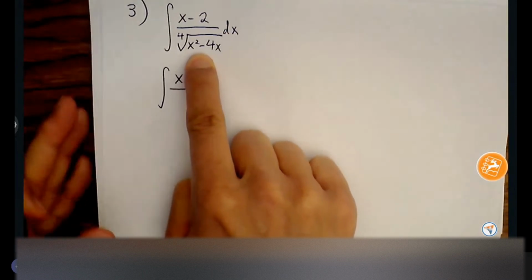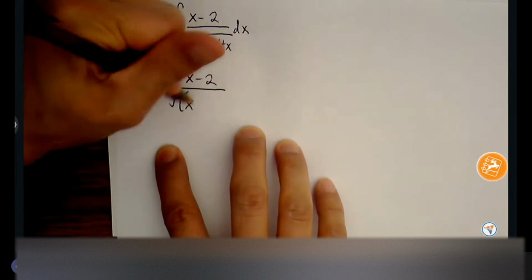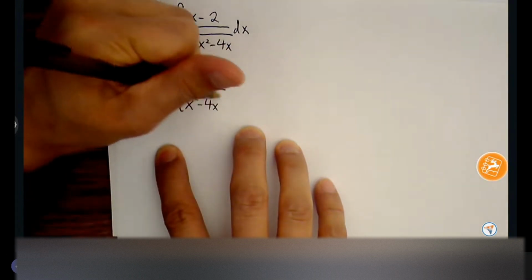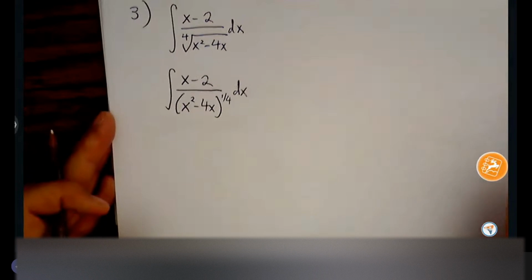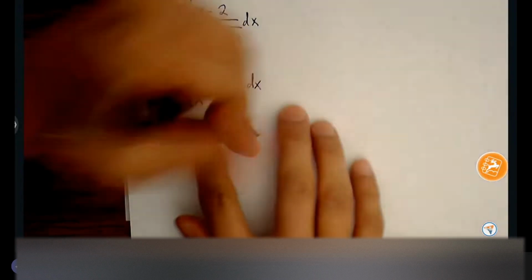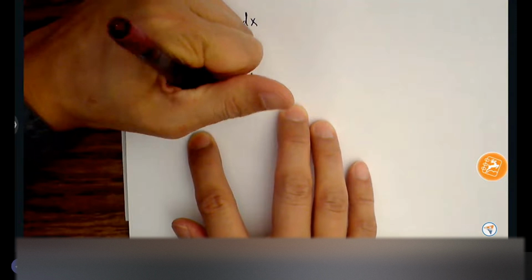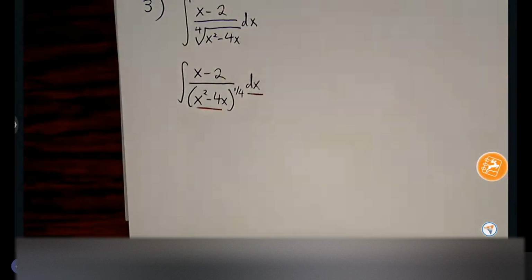So how can I rewrite that? Denominator to the 1/4. Okay. Having a set of parentheses is helpful because it helps us focus in on where our u value could be located.